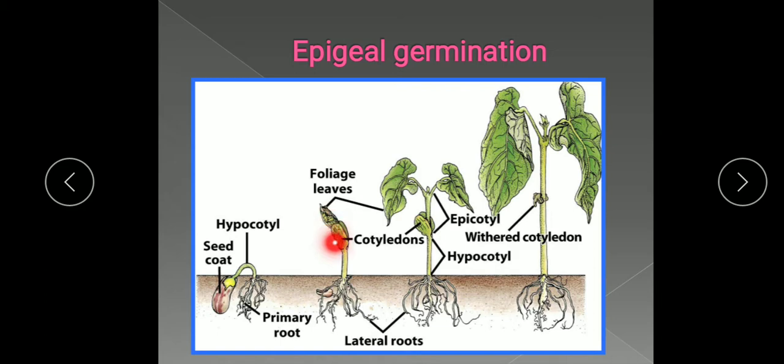So these two cotyledons form the first green leaves. You can see here the cotyledons first act as green leaves, and the young leaves develop from the region of the epicotyl. तो यहाँ पर जो cotyledons के अंदर जो food stored है, that food helps to grow the shoot and root part of the seed.